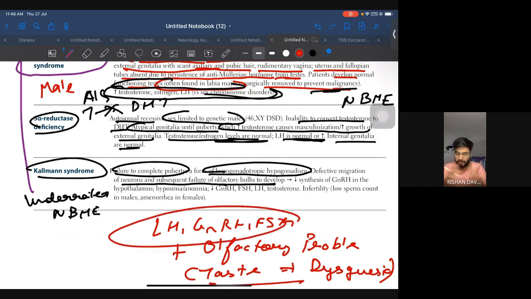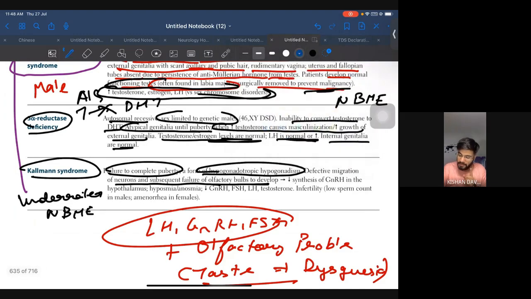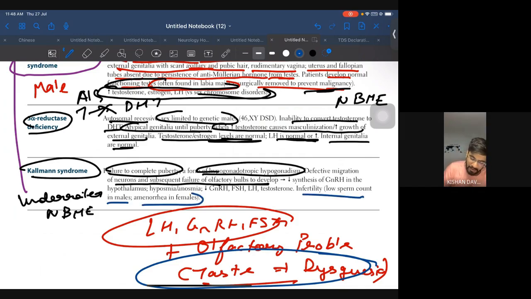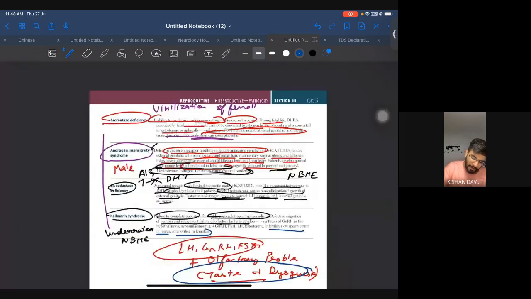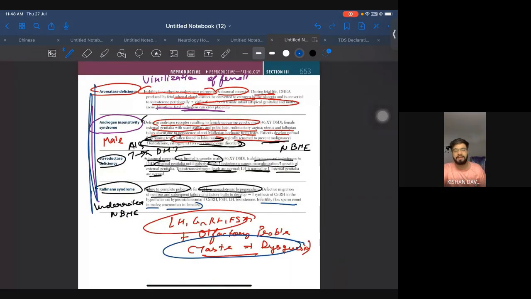Think about Kallmann syndrome. But yeah, remember this should be present. Otherwise, you won't see it as Kallmann syndrome. Okay? If you want to diagnose Kallmann syndrome, they should have given some symptom related to taste also. Okay? So infertility, low sperm count in males, amenorrhea in females. That's it. So these four are very important and they are going to confuse a lot over here. So here is a simple trick: remember the function of hormones, and you are good to go.